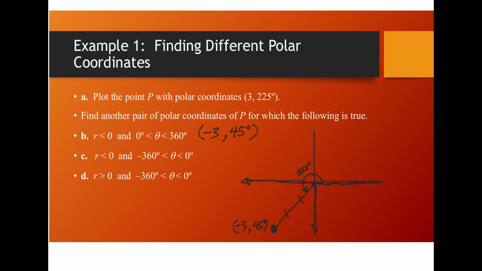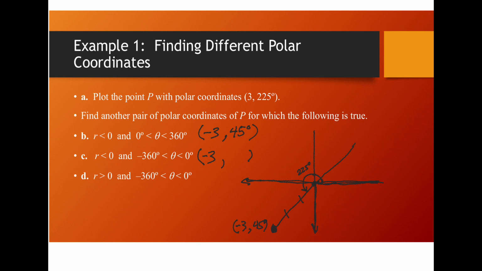Now let's do the next one. Here we also want to have our r be negative, but we want our angle to be negative, basically going from -360 all the way up to 0. So my r has to be negative and my angle has to be negative. This is kind of like what we were looking at before. We know that the r is going to be -3, so it needs to go in the opposite direction of the angle that we put here.